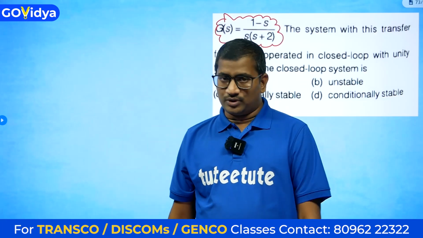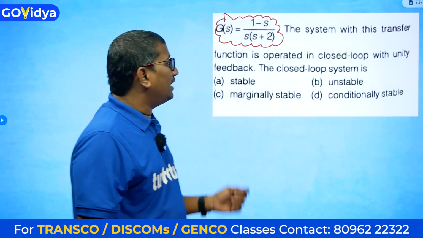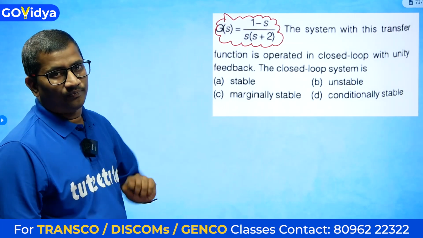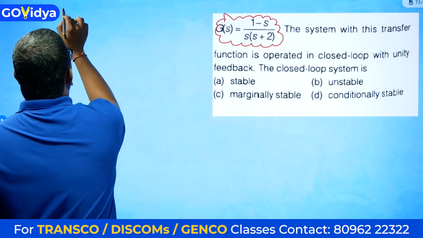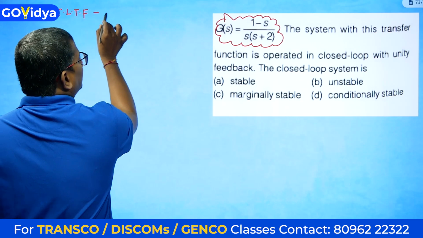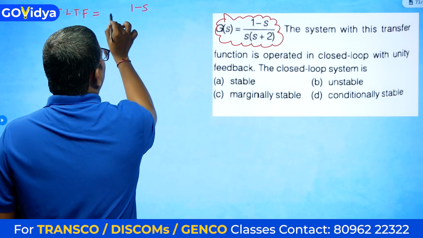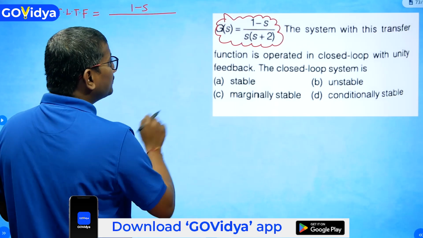They haven't mentioned whether it is a positive feedback or a negative feedback. So obviously what are we going to consider? It is a negative feedback system only. Correct? So for the negative feedback system, what is the closed loop transfer function? We know that the numerator will be as it is, and denominator plus numerator, that is nothing but the closed loop transfer function because of negative feedback.